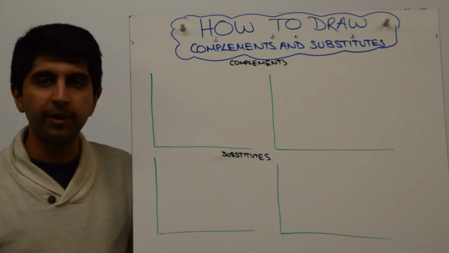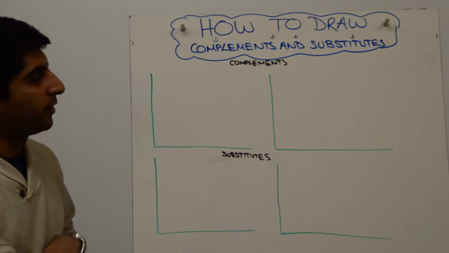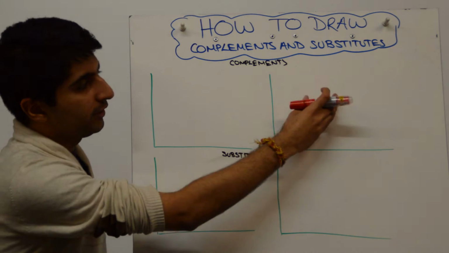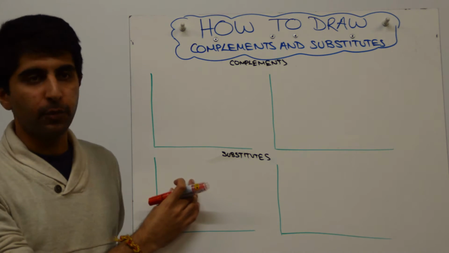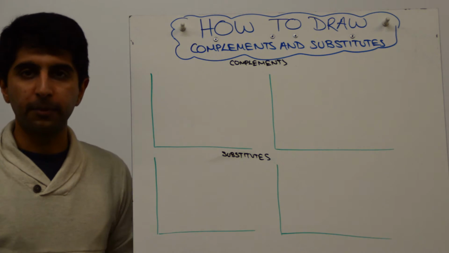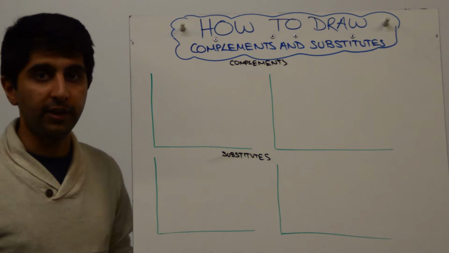You want to show the impact of the change in the price of a complement or a substitute on the other complement or on the other substitute. So a change in price of one complement will lead to a shift in demand either left or right for the other. A change in price of a substitute will lead to a shift in the demand for the other substitute either left or right, depending on the change in price.